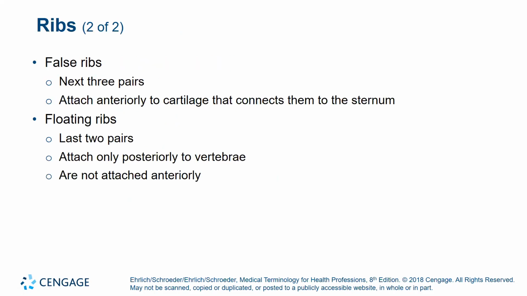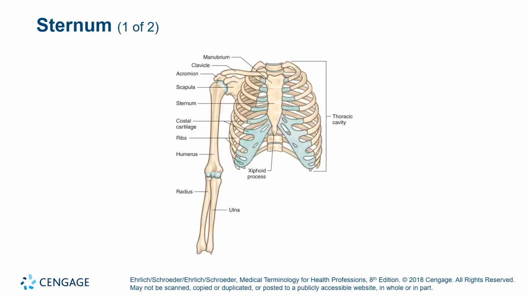We have false ribs. These are the next 3 pairs. They attach anterior to the cartilage that connects into the sternum. And then we have the floating ribs, and those are the last 2 pairs. They are not attached anteriorly. Here you can see the anterior view of the ribs, shoulder, and arm.